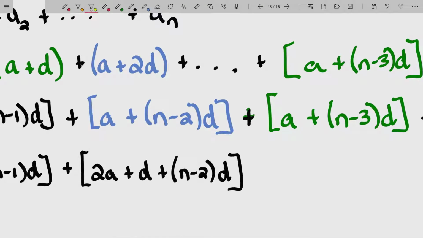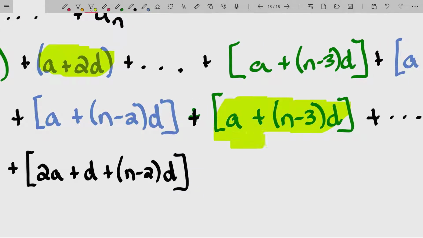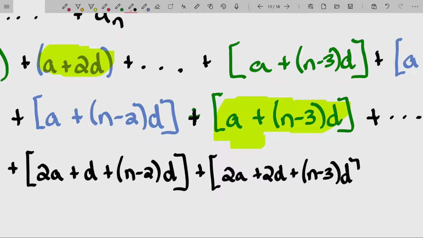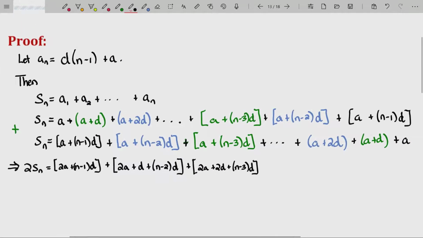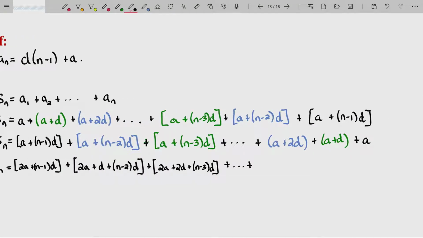Now I'm going to go to the next group, this one and this one. And let's see, when I add those two up, I get, again, two of those a's, that's kind of convenient, plus 2d plus n minus 3 d. Go ahead and erase that highlight. Let's take a look at what we're looking at right now. And I'll continue doing that all the way down the line, plus, plus, plus. And then let's see, where do I pick back up? I pick back up right here. This guy added to this guy. Well, lo and behold, I get 2a plus 2d plus n minus 3 d. Okay, well that's kind of interesting, I guess. And let's see, where am I at now? I'm going to add this guy to this guy.